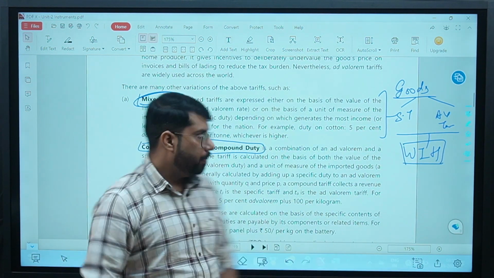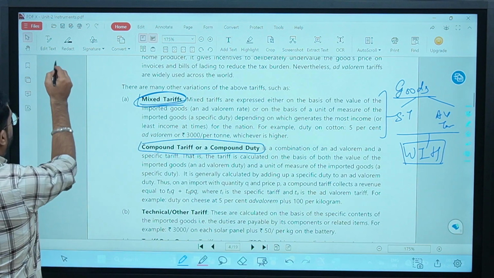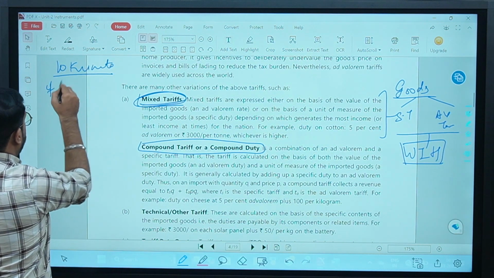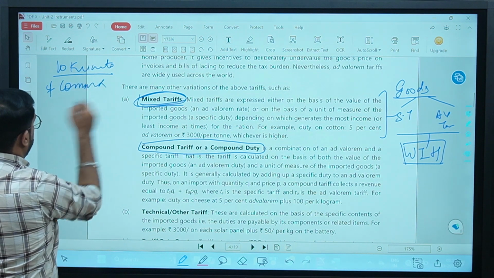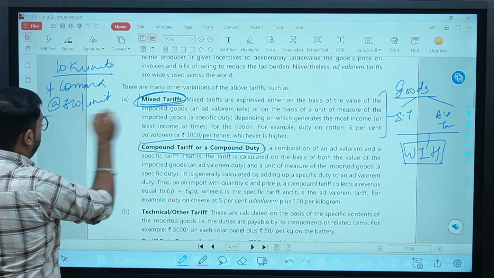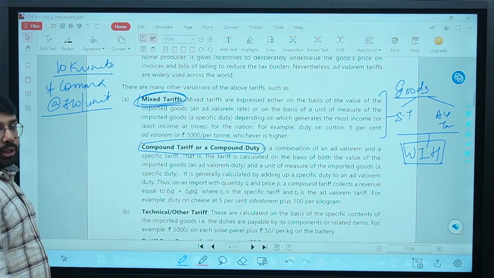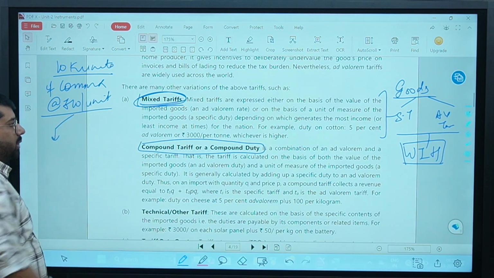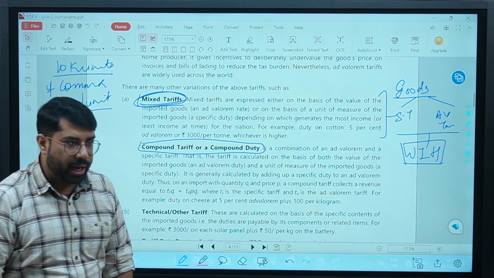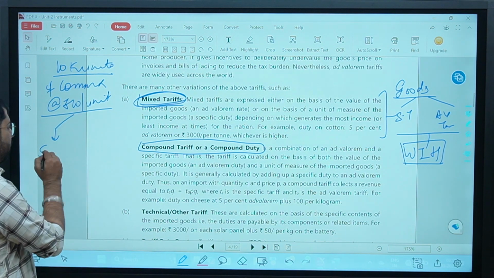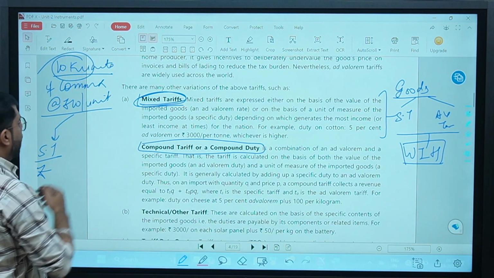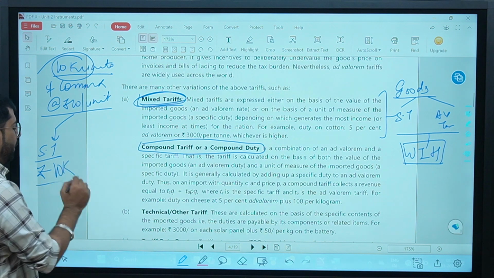For example, look at the screen please. For example, if I say that you are importing 10,000 units of commodity X at 10 rupees per unit. Pay attention. Look at the screen. Specific tariff, let us say the rate is 1 rupee per unit. That is the specific tariff. So what is the total amount of specific tariff, guys? 1 rupee per unit. How many units you are importing? Sir, 10,000. Specific tariff amount will be 10,000.